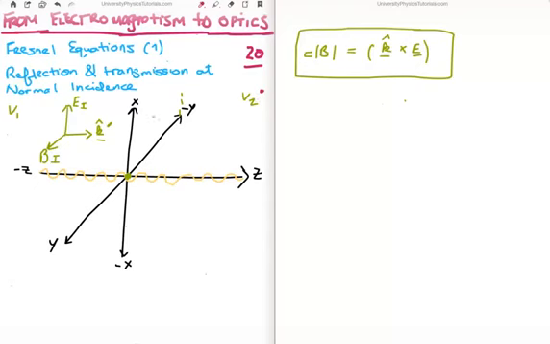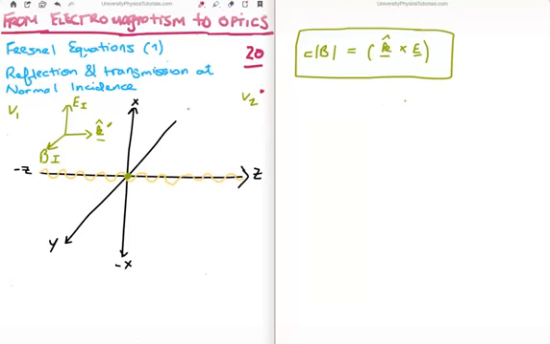Next, we need to look at the boundary conditions. Actually, we won't look at the boundary conditions yet. No, we'll keep the boundary conditions separate for the moment. So what we'll assume is this. We'll assume that the electric field doesn't change direction when it's transmitted. Let's just assume that for the moment.